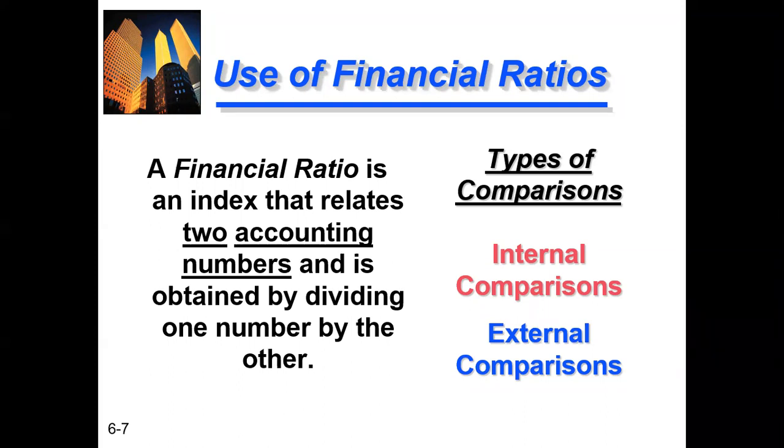Same is the case for financial ratios. We are creating a score. How we get that score relates to accounting numbers, right? So what type of index is it? It relates to accounting numbers.